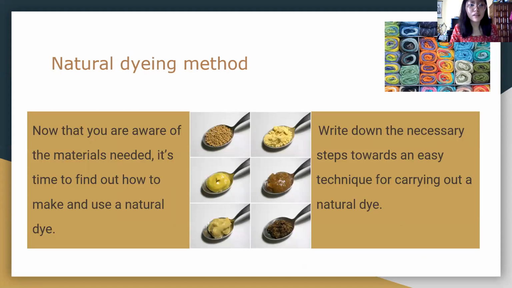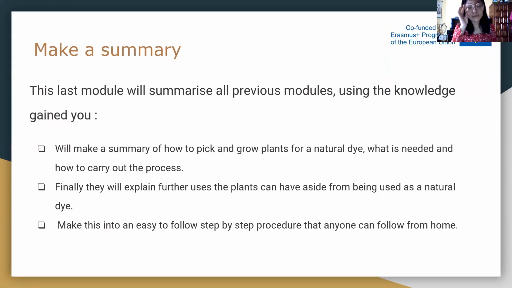Natural dyeing method. Now that you are aware of the material needed, it's time to find out how to make and use a natural dye. Write down the necessary steps towards an easy technique for carrying out a natural dye. And then make a summary.